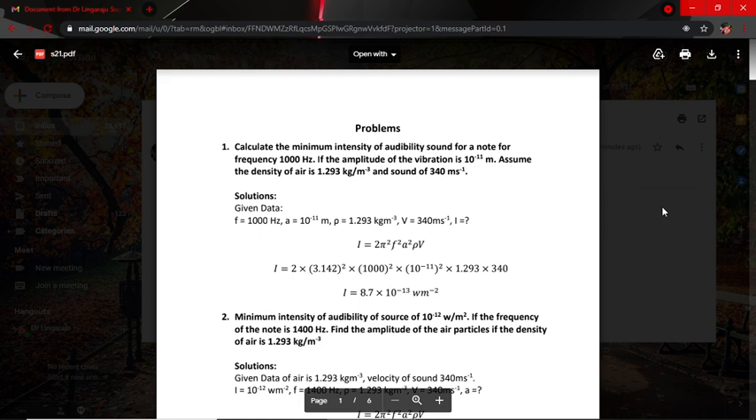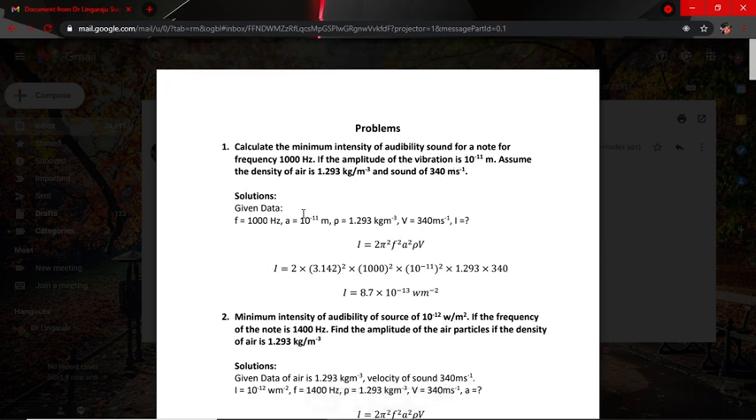Calculate the minimum intensity of audibility of sound for a note of frequency around 1000 Hz if the amplitude of the vibration is 10 to the power of minus 11 meter. This is the problem. Here they have given some assumptions. Assuming the density of air, which we already know, the given value is 1.293 kg per meter cube. And the speed of sound is 340 meter per second. So this is the given problem.